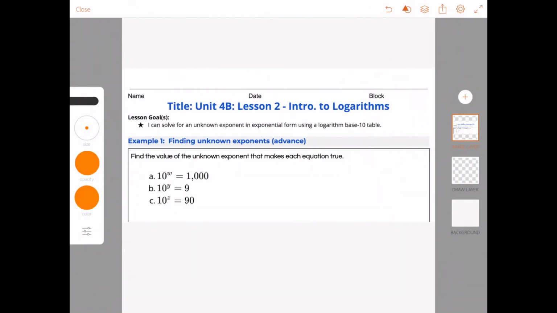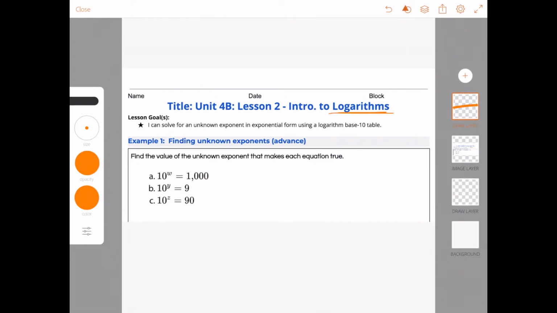Today we are going to do our introduction to logarithms. So this is going to be building on Lesson 1 from Unit 4B, where we were trying to solve unknown exponents. So this is a little bit easier way of solving unknown exponents. And today we're only going to be talking about logarithms with base 10. So you'll notice here all of our examples with unknown exponents are the number 10 with some unknown exponent on them. So we're going to focus on that for today.